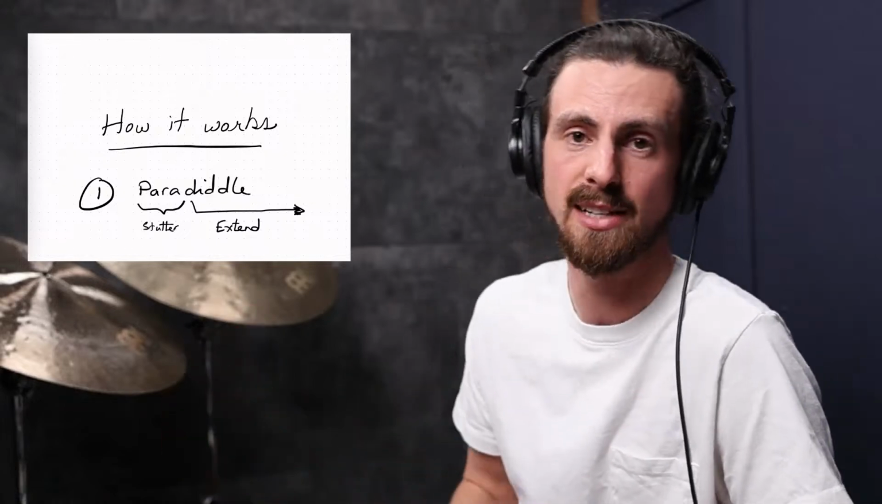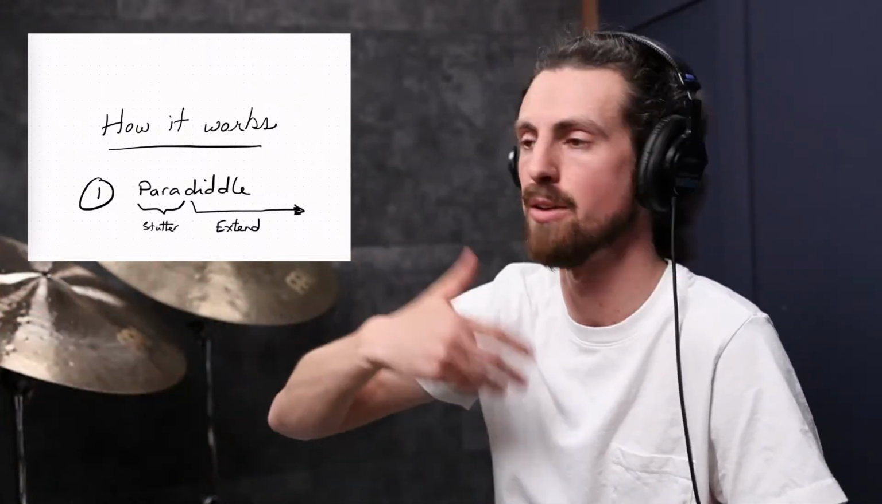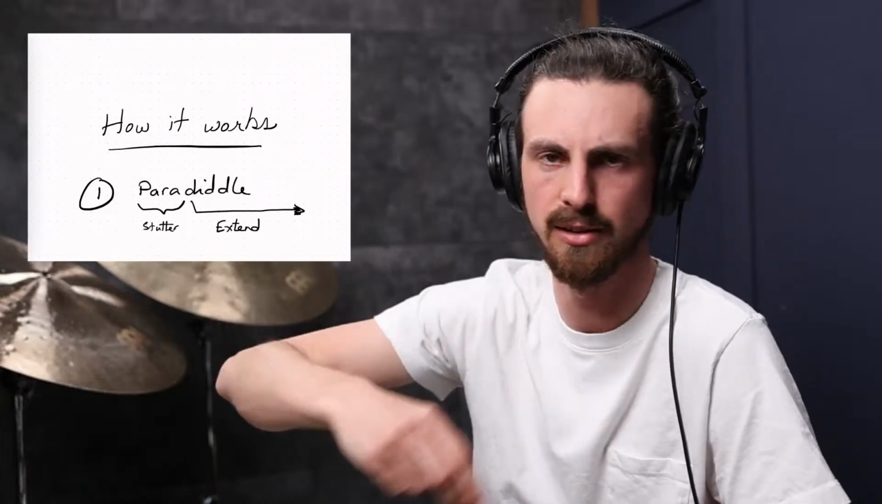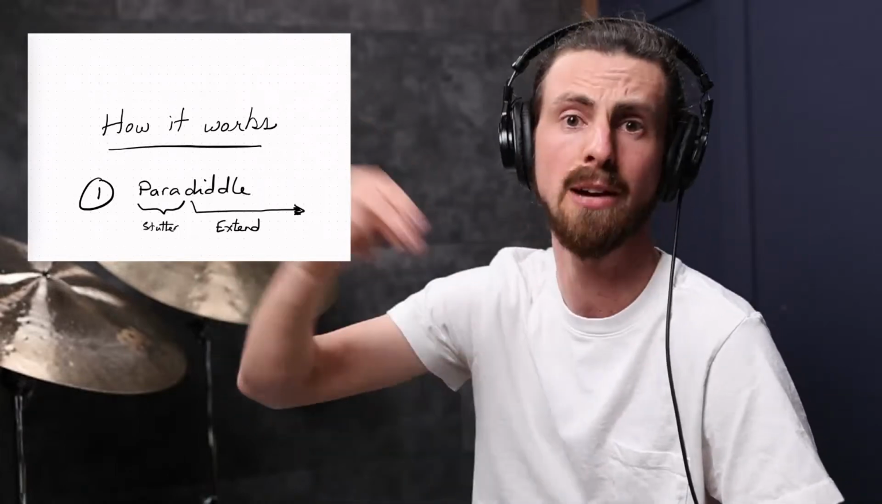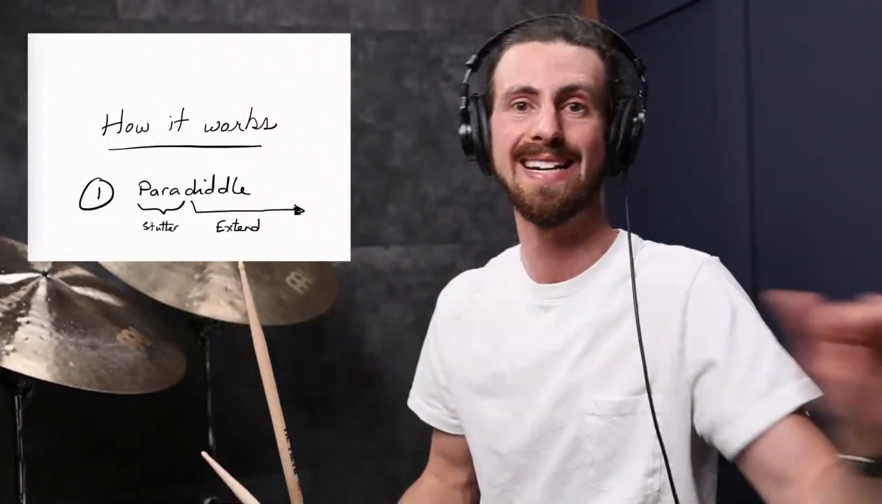Okay, I'm stuttering the para. Now, if I extend the diddle, what does that sound like? Paradiddle, paradiddle, paradiddle, diddle, diddle, diddle, diddle. And then I decide: paradiddle, paradiddle, diddle, diddle, diddle, paradiddle, diddle, diddle, paradiddle, paradiddle, diddle. Now I'm going to improvise only extending the diddle.